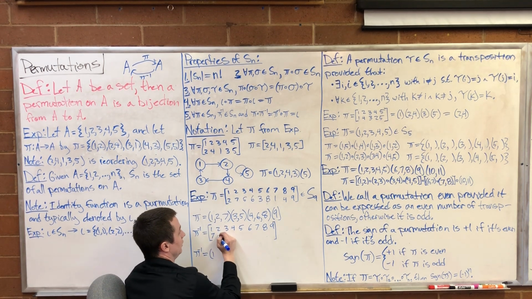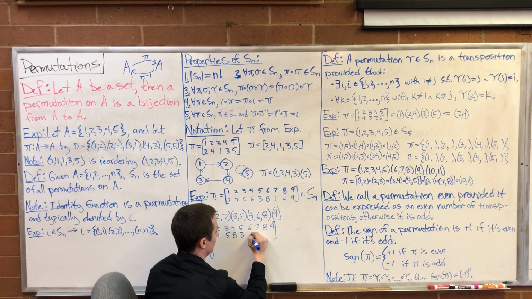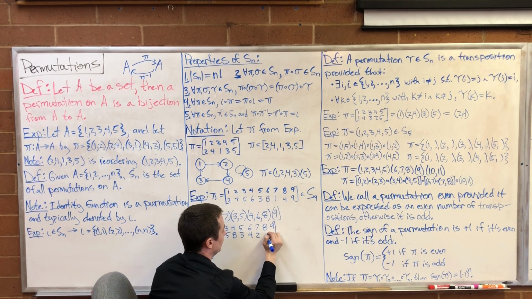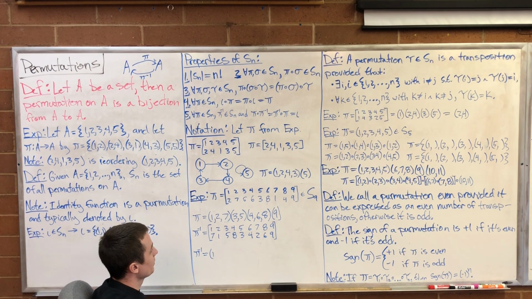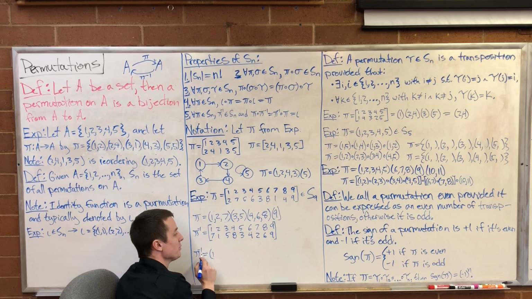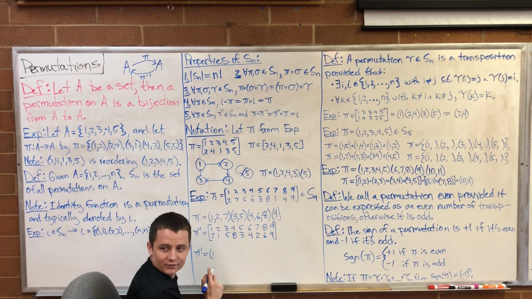Okay, so 1 goes to 7. 2 goes to 1. 3 goes to 5, 4 goes to 8, and so on. How are you doing that so fast? Is that right? Yeah, I'm pretty sure. I was just trusting you guys, so I had to check it.